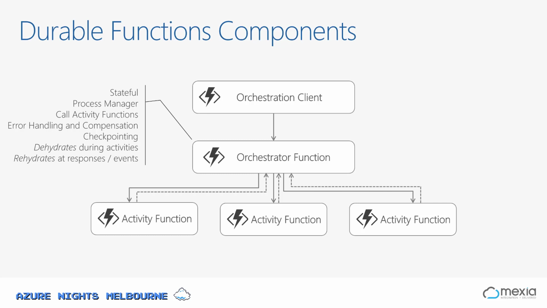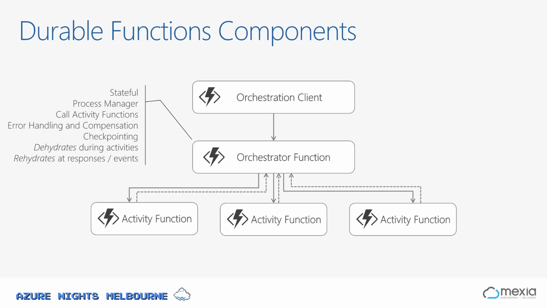So error handling, compensation, as I mentioned. Checkpointing: every time we call an activity function, we persist the state. So when the orchestrator is calling the activity function, it dehydrates. This is a term they use, which means the whole state is persisted into a table, and then it sends a message via storage queue to the activity function. Once this function finishes, it sends a message back.